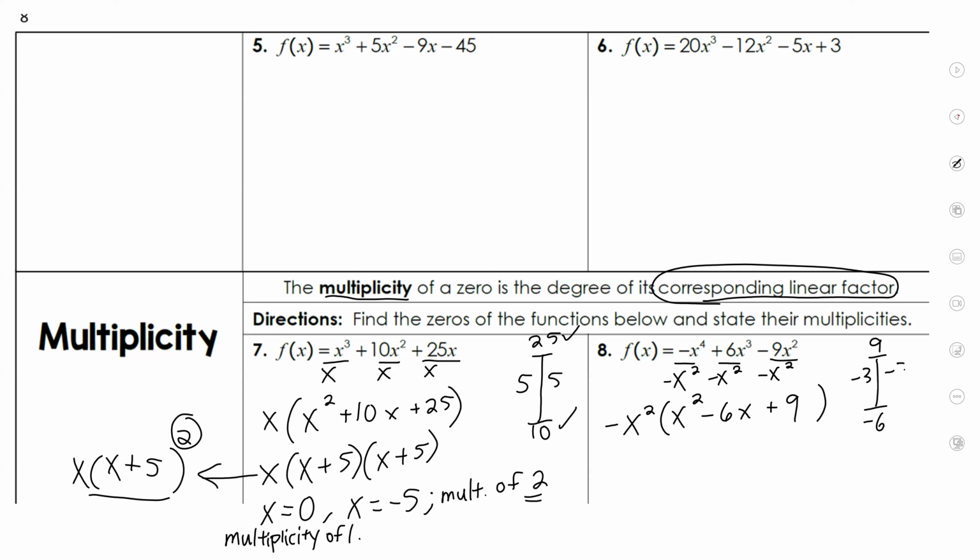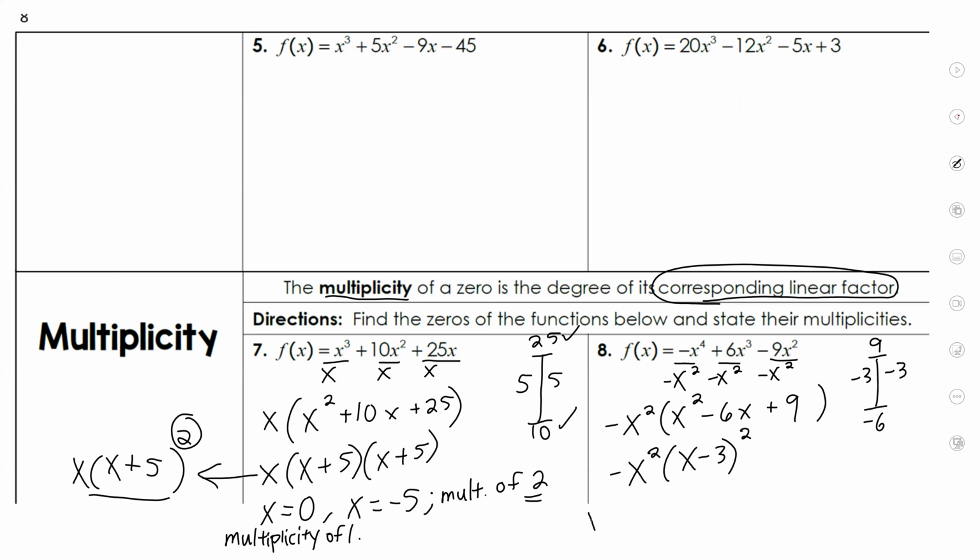Perfect. -3 and -3. So we're going to write our factors. Negative x squared, and I have x minus 3 twice. Is it okay if I just combine this and make it a squared? I have it twice, so I'm just going to put a squared. So these are your linear factors.